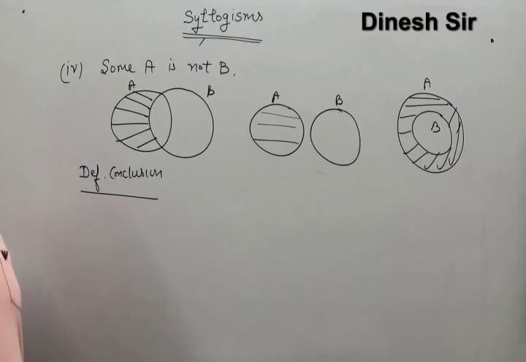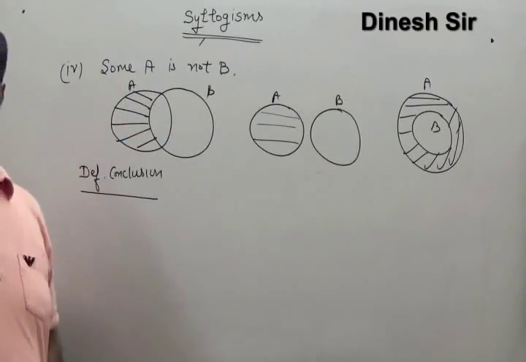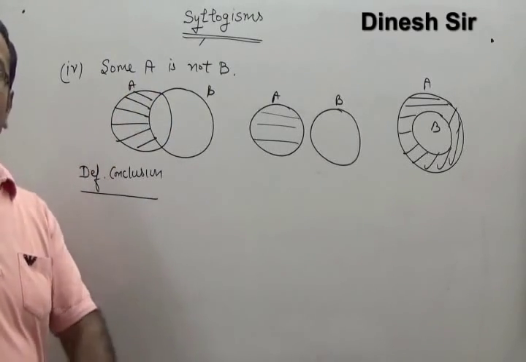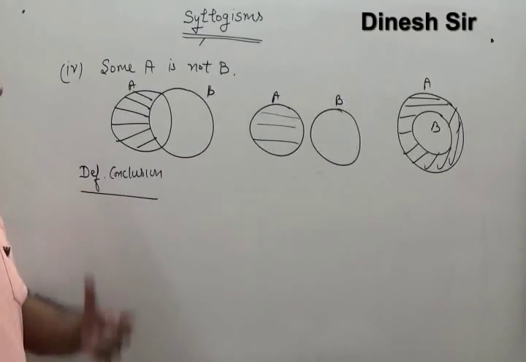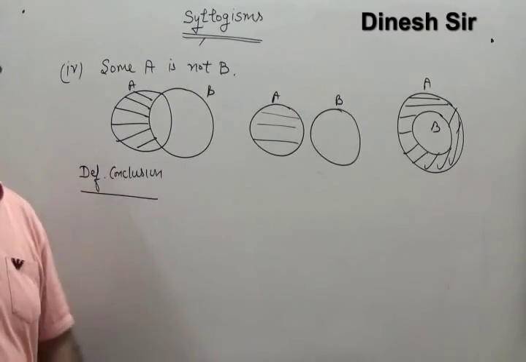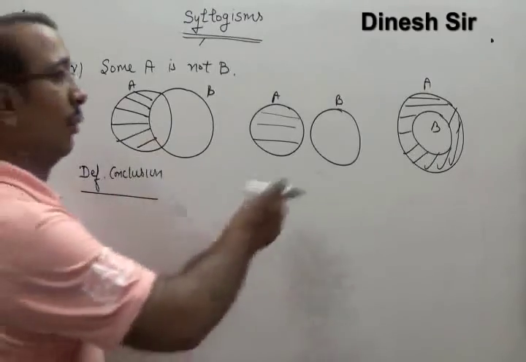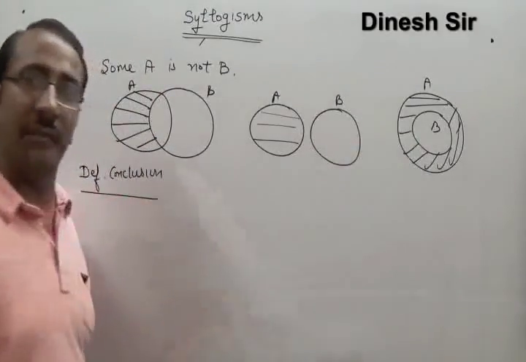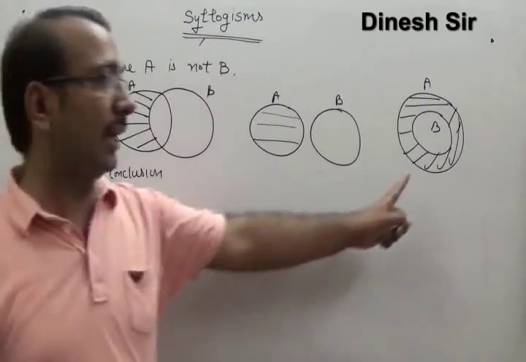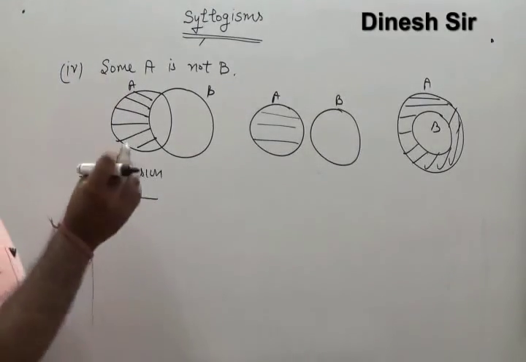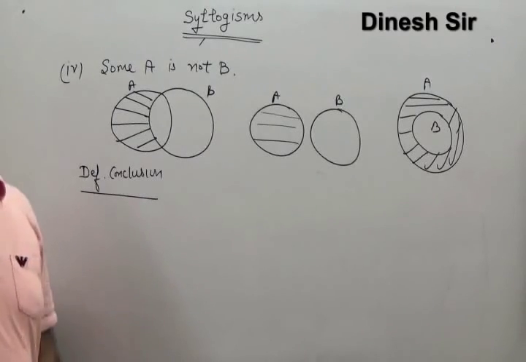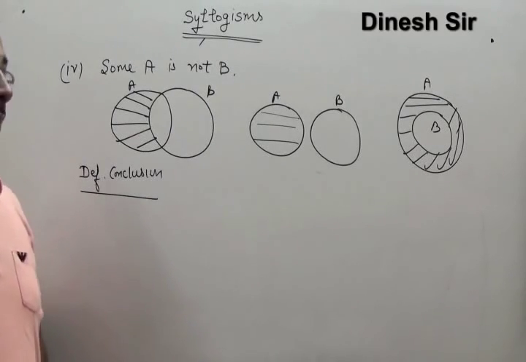It's a very important thing. If you have some A is not B, one thing must be clear in your mind, that you cannot say some B is not A. Why? Because a definite conclusion must satisfy all the different types of Venn diagrams that we can draw. In this type of Venn diagram we cannot say some B is not A, hence this conclusion cannot be definitely taken. I hope the idea is clear.